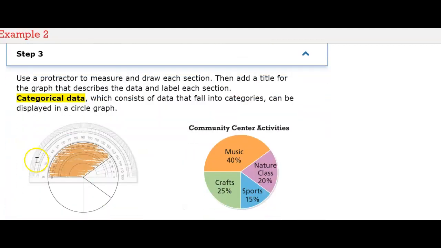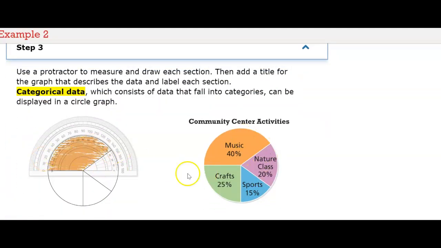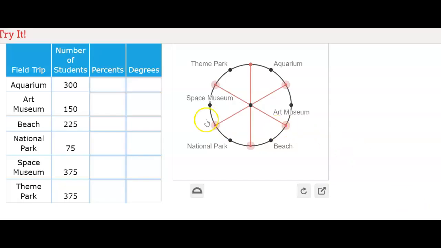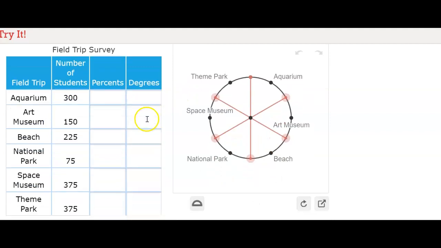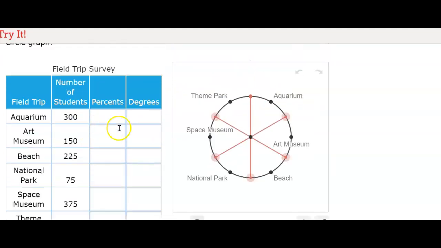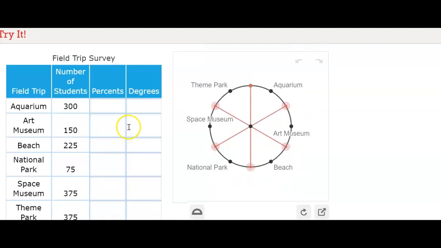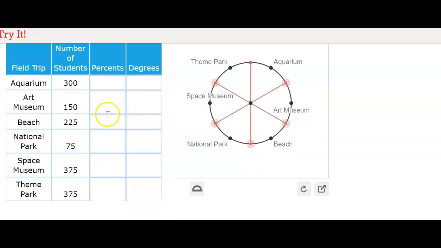And then last, you would draw a circle graph, but here is what it would look like fully drawn out with each activity. Here it wants us to complete the table and display the information in the circle graph. I'm going to focus on just completing the table. As I explained before, you first need to find the total number of students before we can do percent. So you would add all of these up together.